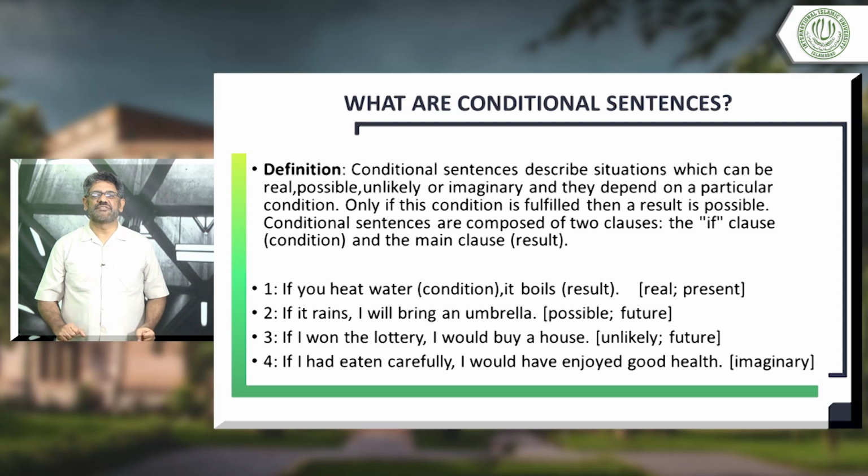Look, if I had eaten carefully, I would have enjoyed good health. Now this is easy to understand. This shows one thing: I have bad eating habits. In my life, I don't eat healthy food. If I had eaten carefully, I would have enjoyed good health. This means currently, at the moment, my health is not good. So this is an imaginary, hypothetical situation, unreal situation, impossible situation.